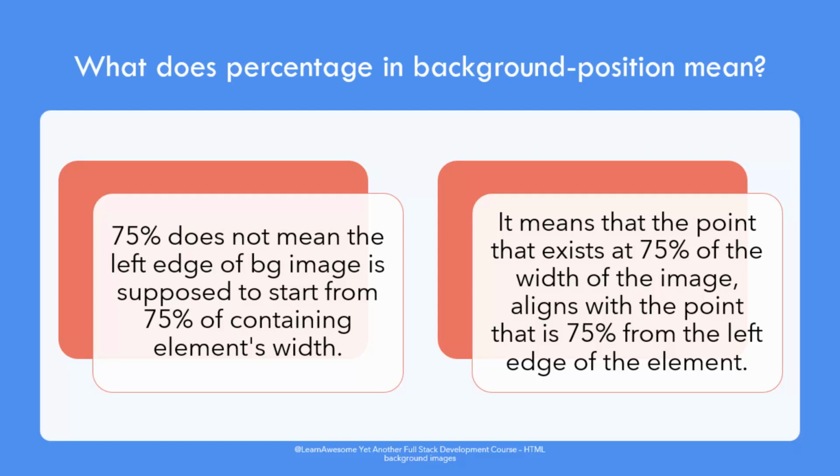So 75% does not mean the left edge of background image is supposed to start from 75% of containing element's width, and containing element is the body element. It means that the point that exists at 75% of the width of the image aligns with the point that is 75% from left edge of the containing element, which is the body element.